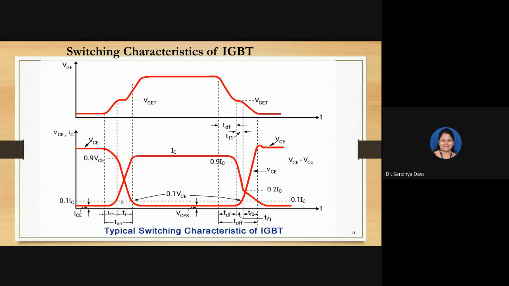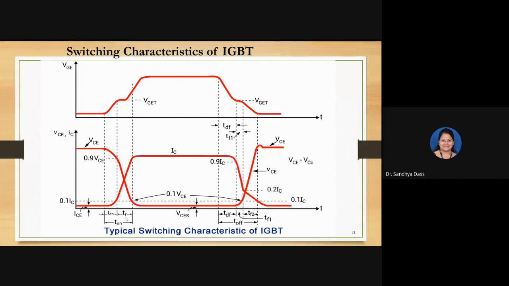And rise time, TR, is defined as the time in which the collector current rises from 0.1 to, say, maximum value or the 90% of the collector current or the final value. And parallelly, the voltage across collector and emitter falls from 0.9 VCE to 0.1 VCE or 10% of VCE. Okay, so total T on will be TDN plus TR, that is turn on delay plus rise time.